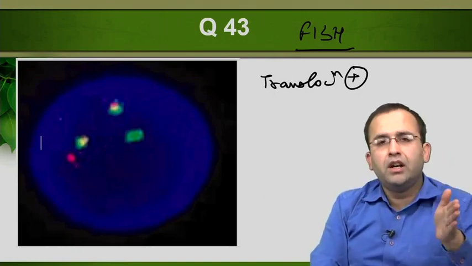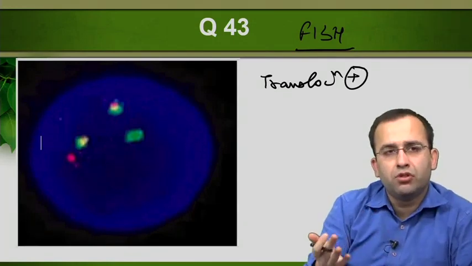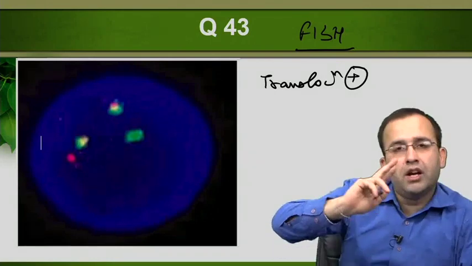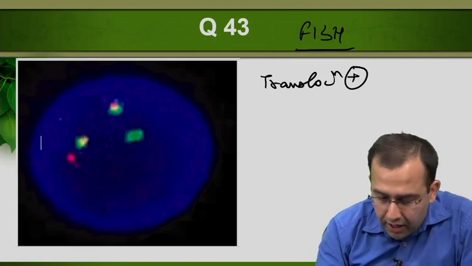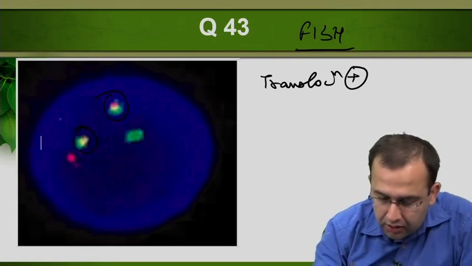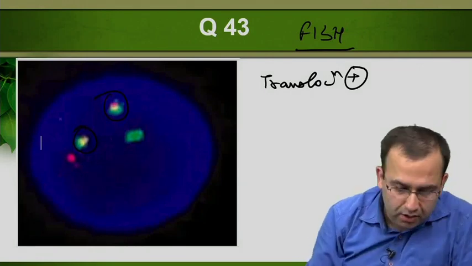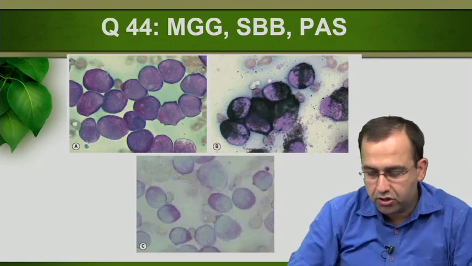Say I will give red color to ABL, green to BCR. I can give it any color. Red and green are the most common ones. So I should be able to see 2 red, 2 green. That is normal. Here a translocation has occurred. So we see the presence of a third color. That is a yellow color. So translocation is positive. FISH.